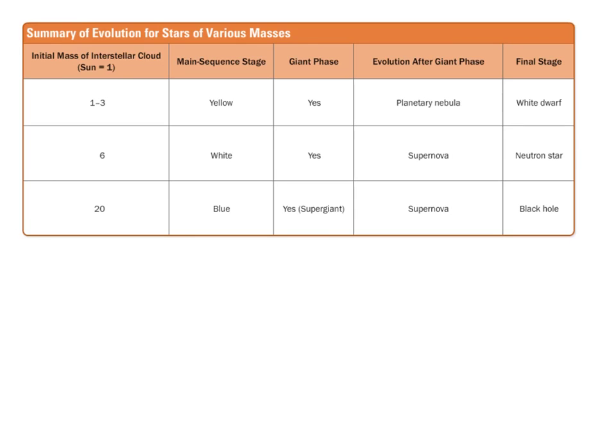So in this chart that you'll see in the lesson, the key here is the initial mass. What's going to happen is if the sun is 1, so a star like our sun, its main sequence is yellow, which is what we see, it will have a red giant phase. After the giant phase, it'll go into a planetary nebula stage, and then ultimately we'll end up with a white dwarf.